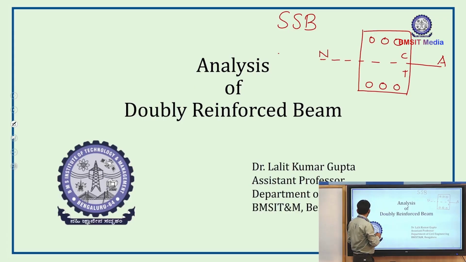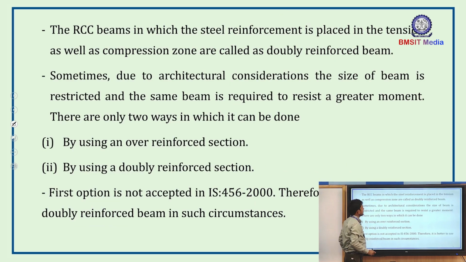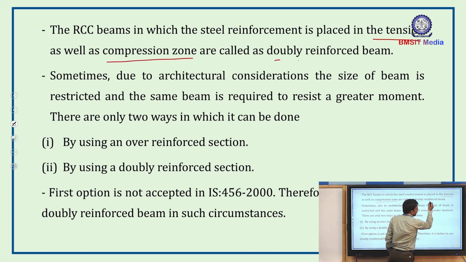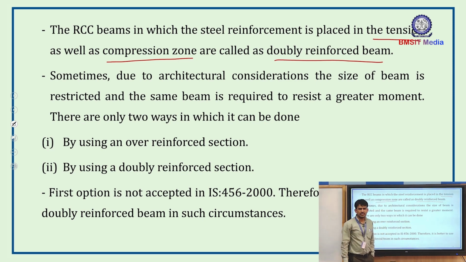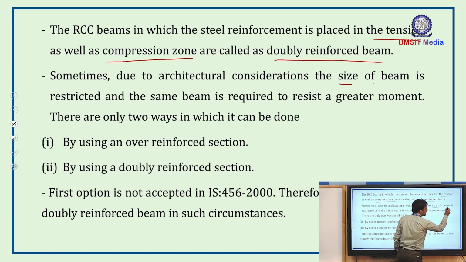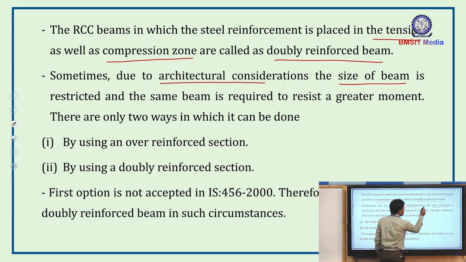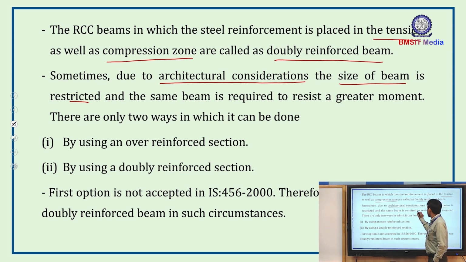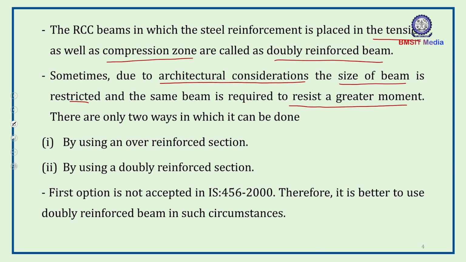So you can see, as I told you, when we provide reinforcement in the tension zone as well as in the compression zone, the beam is known as a doubly reinforced beam. Then, due to some architectural consideration, the size of the beam can't be increased, that is, it is restricted. In that condition, we will choose the doubly reinforced beam.